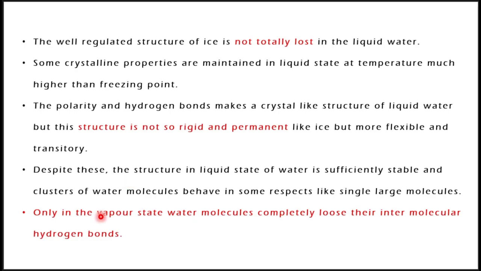Only in the vapor state do water molecules completely lose their intermolecular hydrogen bonds. So, in the vapor state, we know that about 10% of hydrogen bonds are there. And when we increase temperature and more vaporization occurs, they completely lose their intermolecular hydrogen bonds. So, this is all about the structure of water.